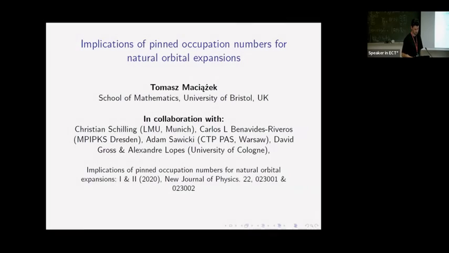Okay, so this is not really on RDMFT, but it's a talk about how to use natural occupation numbers for wave function ansatz states. Apologies to those people who have already seen this talk in San Sebastian. My talk on Friday is different; it's not the same one.